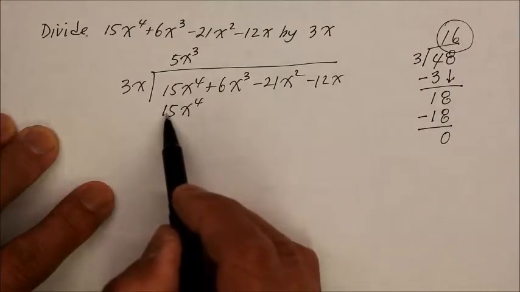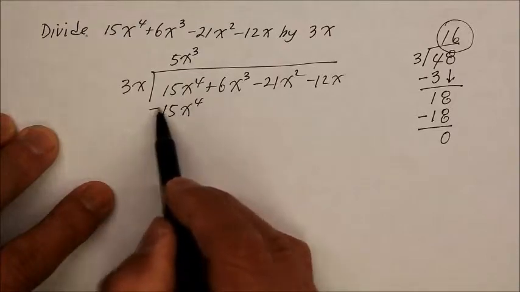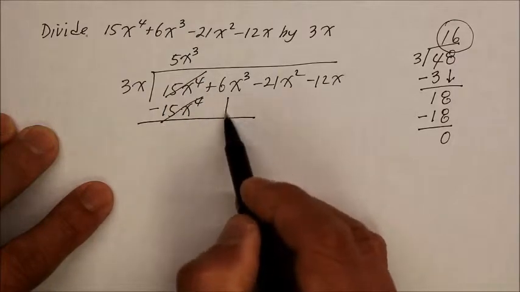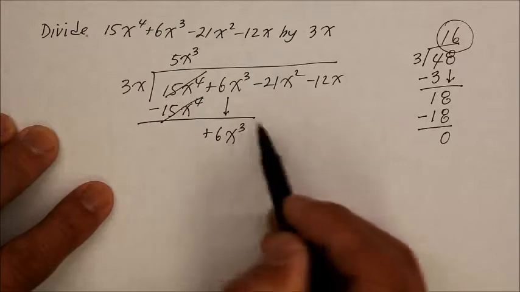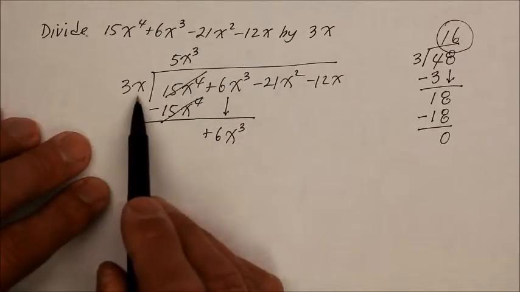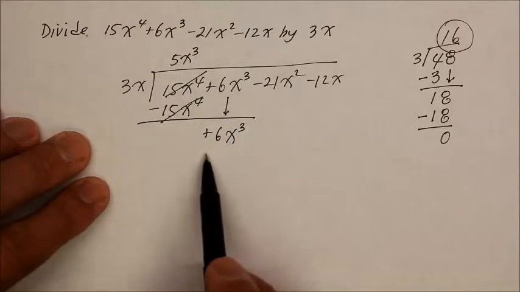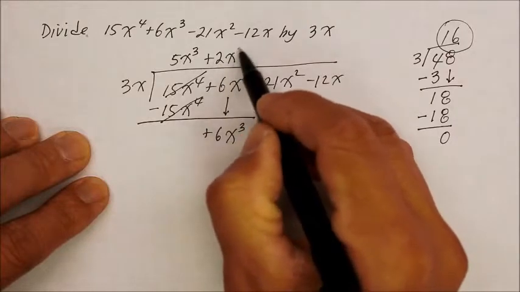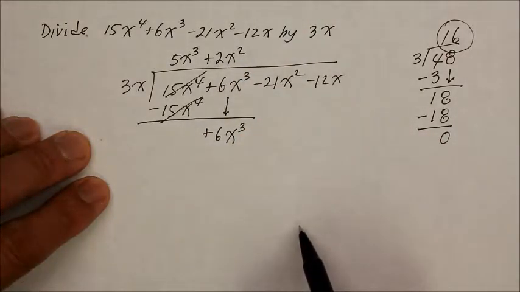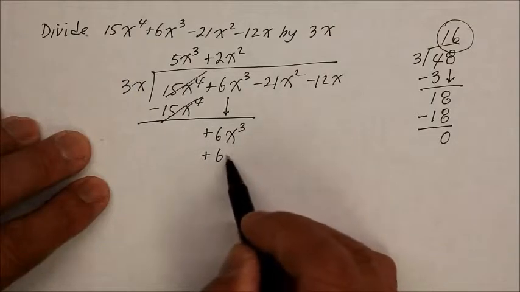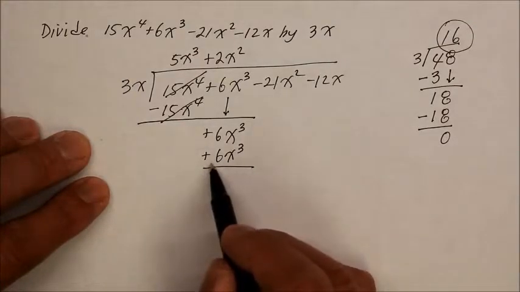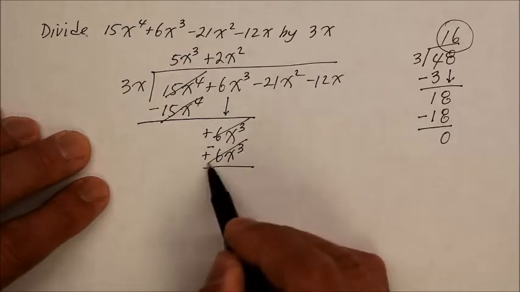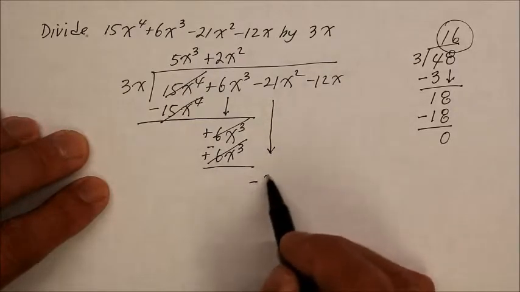After you find the exact identical 15x to the fourth, you make it opposite, make it additive inverse. And as it becomes 0, now you bring down the second term, and it is positive 6x to the third. And now you ask yourself, 3x times what quotient becomes positive 6x cubed? So you say that will be positive 2x squared. So what you end up with is also positive 6x cubed. Now you got the exact term, you make it opposite, the additive inverse. So they cancel out.